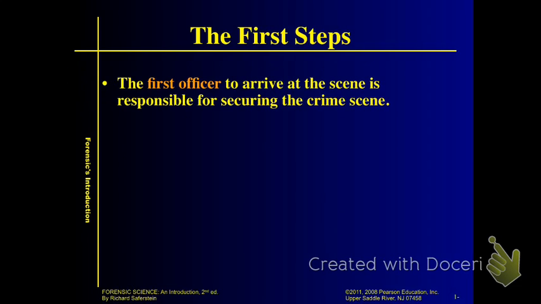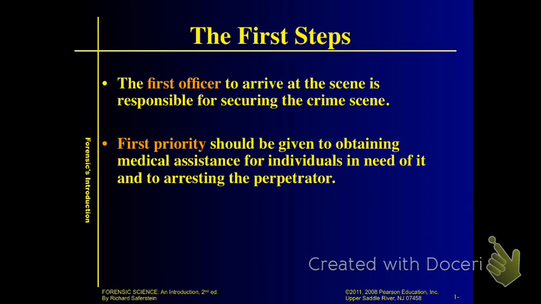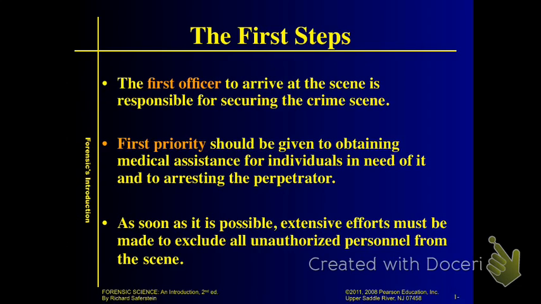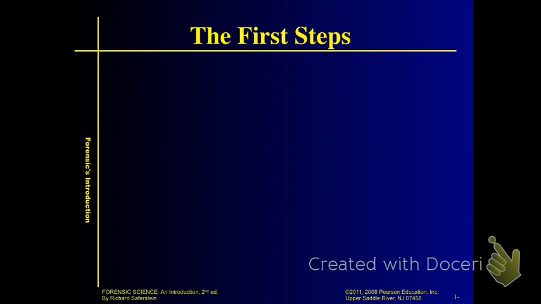The first officer responding is the one who's supposed to secure the crime scene. There's a couple things that means. If there's anybody who needs medical assistance, that should be first priority. And then obviously arresting the perpetrator if he or she is still there. And then the other thing that needs to be done is any unauthorized personnel should not be allowed into the scene. People who were at the scene when the crime occurred should not be allowed to leave.